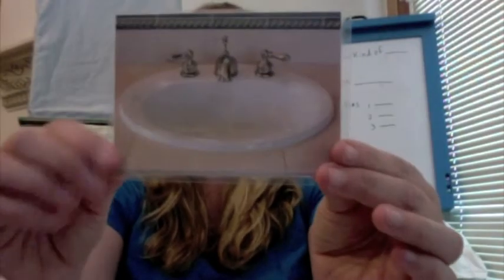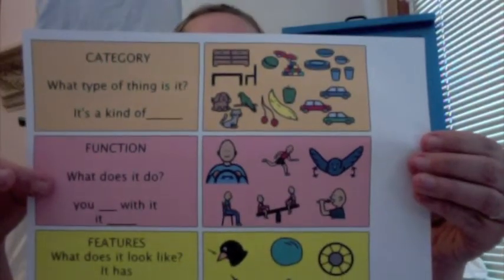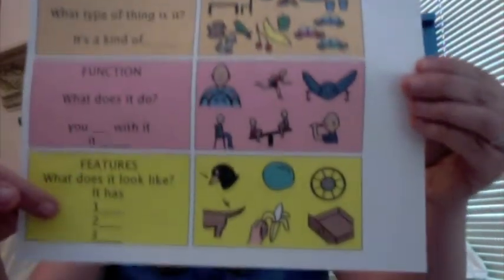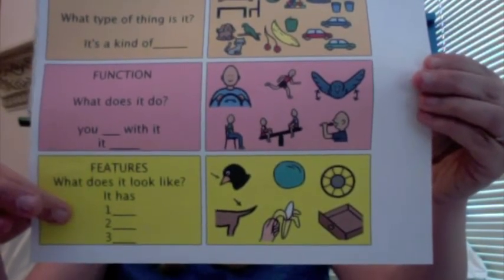Okay, let's talk about a sink. What is a sink? What's a category? What do you do with it? And what does it look like? A sink is something you find in the bathroom. You use it to wash your hands. It has a faucet and hot and cold water.